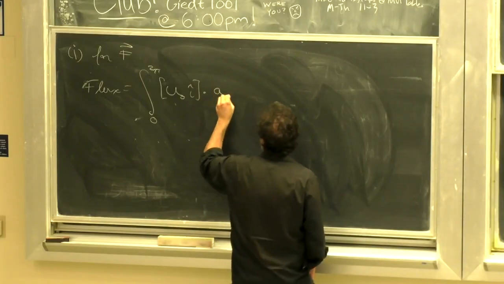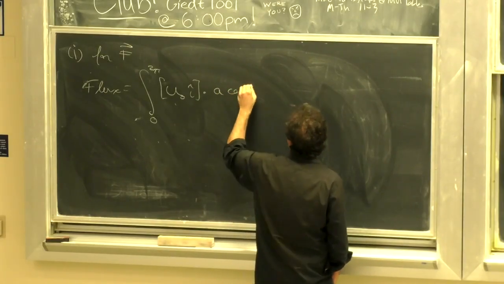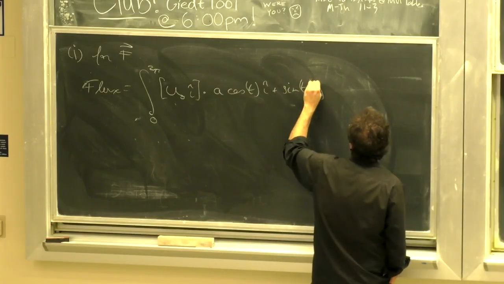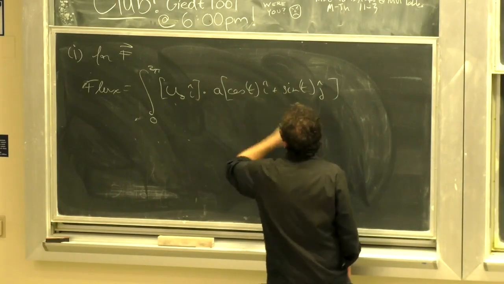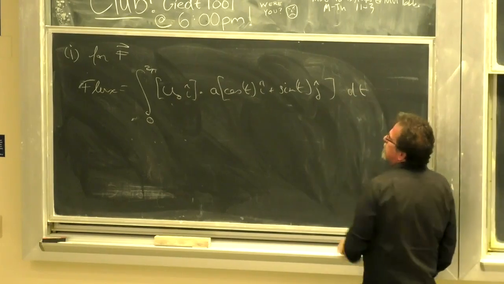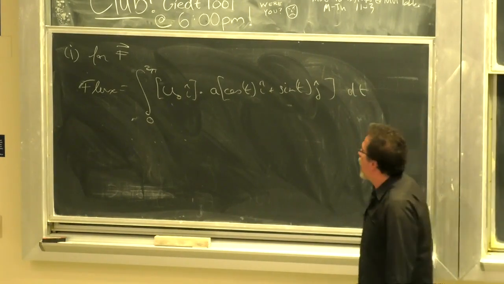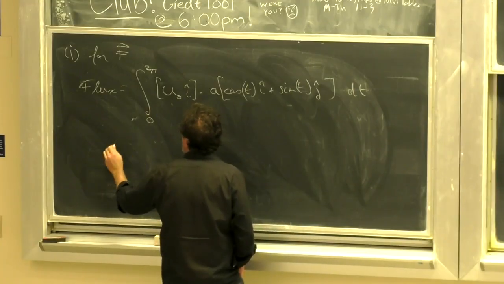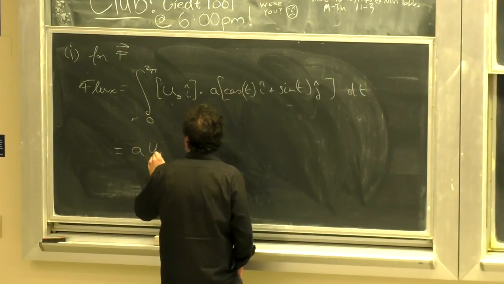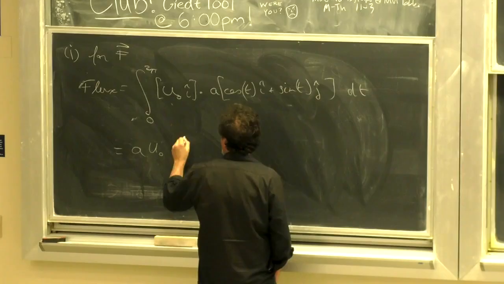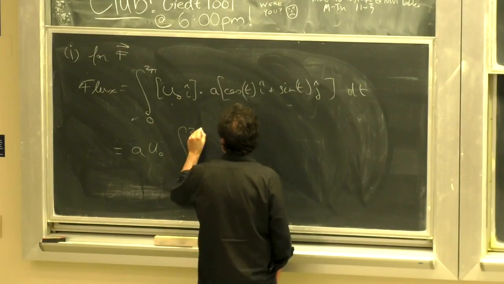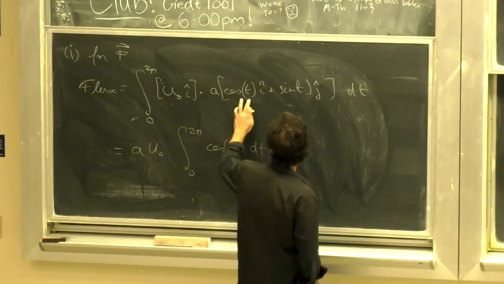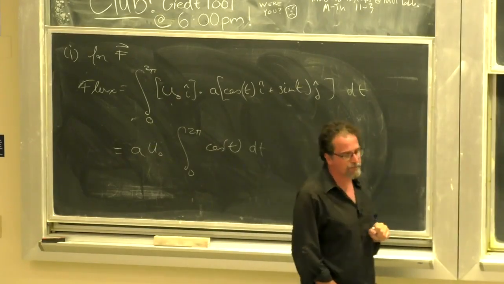Well, I'm just going to write that a. I'm going to just swap the order: times cos t i hat plus sine t j hat. So it's this integrated with respect to t. Well, i hat dot i hat is 1, and i hat dot j hat is 0. So the a comes out, the u0 comes out, and you're left with the integral from 0 to 2 pi of cosine of t dt, because only the i hat component survives.